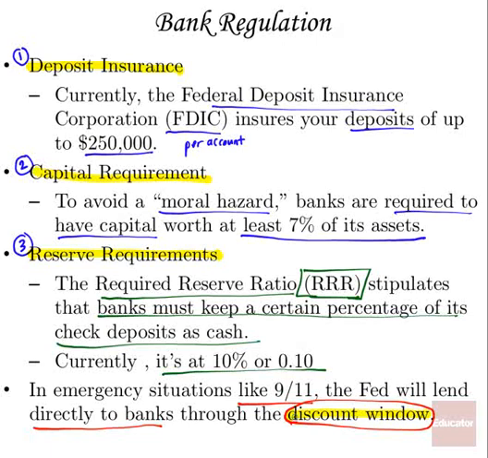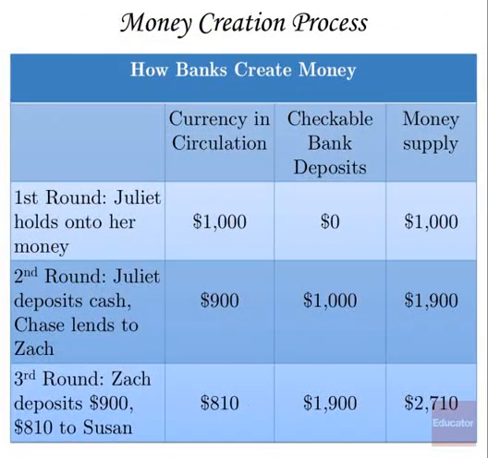So September 11th was a good example where the Fed stepped in and quelled a mini panic that may have erupted when people wanted to withdraw money from their banks. So the Fed said, well, if you want to withdraw money, then we'll provide banks the opportunity to borrow money through the discount window. So this is how the money creation process works. This is how banks will create money.